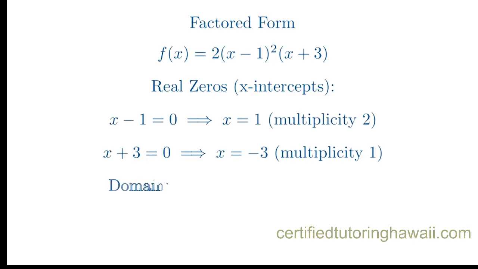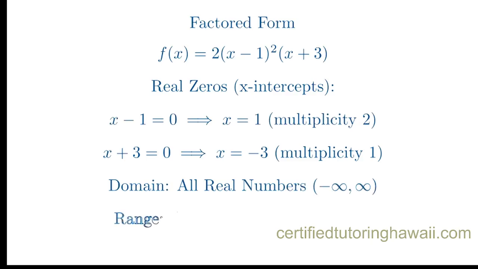Factored form also reveals the domain. For a polynomial, the domain is always all real numbers. It also shows us the range. While this form doesn't give a specific value for the range, we know that because the overall degree is 3, the graph goes from negative to positive infinity. So the range is all real numbers.